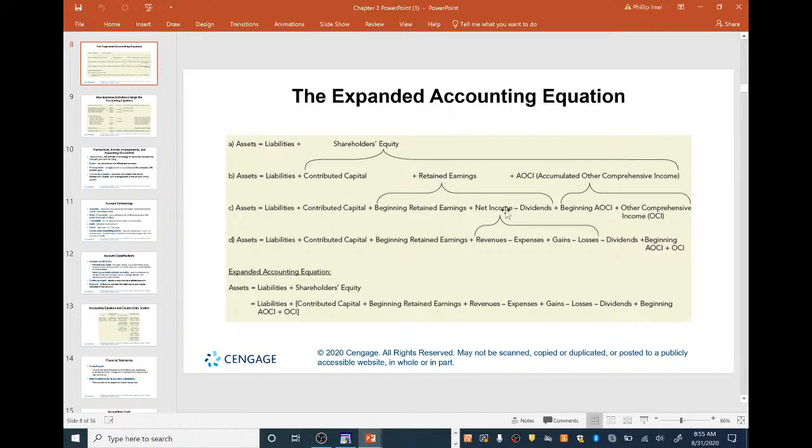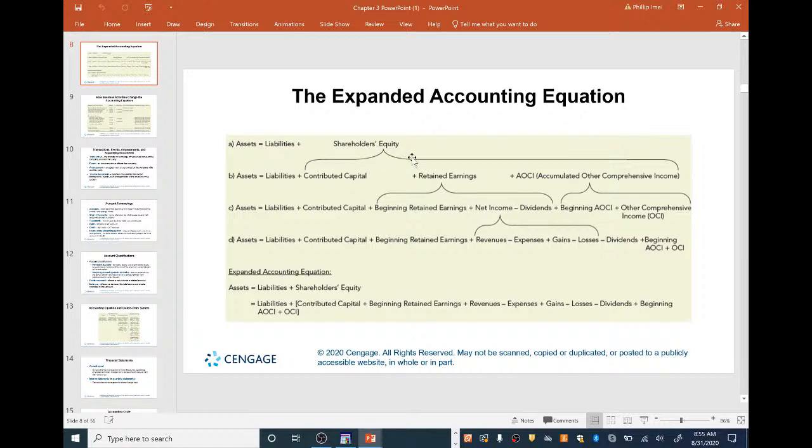Okay, if we look down here on the expanded equation line one more time, if we dig a little deeper, what exactly is net income here? Because remember, with dealing with retained earnings, net income is a component of it. How do we find net income? Remember, this is going to be the revenues minus expenses plus gains minus losses that we just talked about. Remember, those are components of income. That's why we're seeing them here.